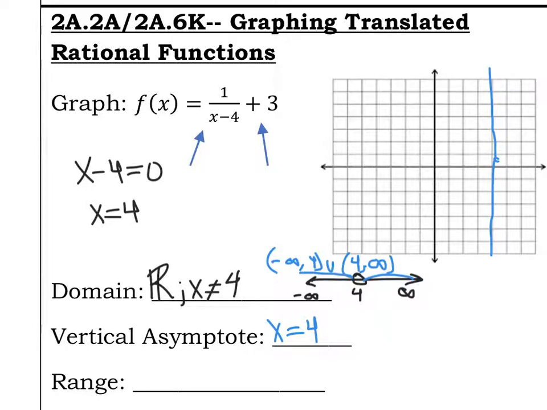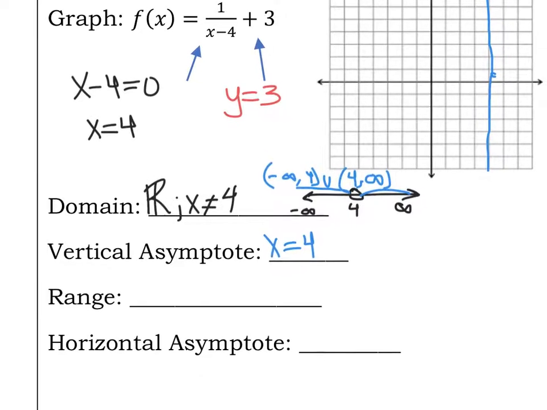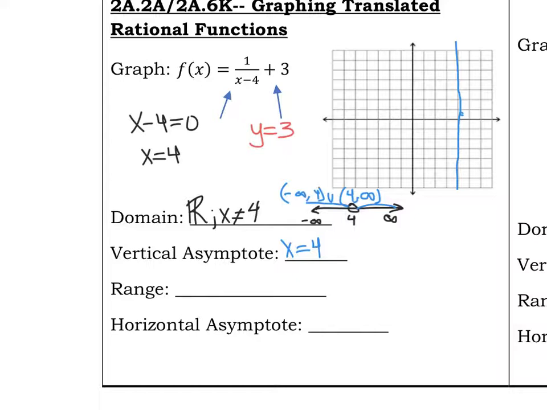For my horizontal asymptote, which is going to affect my range, it's the number that comes after the fraction, okay? So this number right here is going to be my horizontal asymptote, and my range is all real numbers except for that number. So that tells me that y is equal to 3 for my asymptote. Which means my range is all real numbers except y cannot equal 3 because it's an asymptote. So here is your other asymptote.